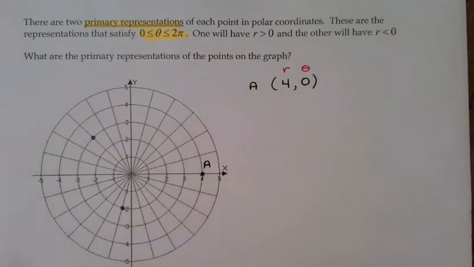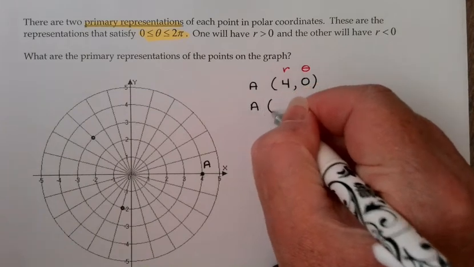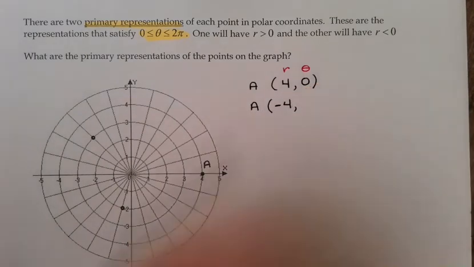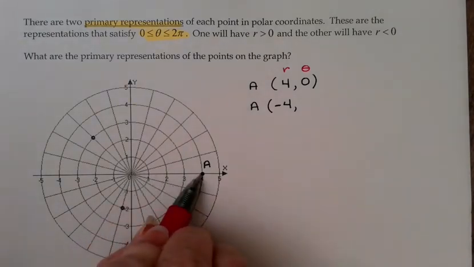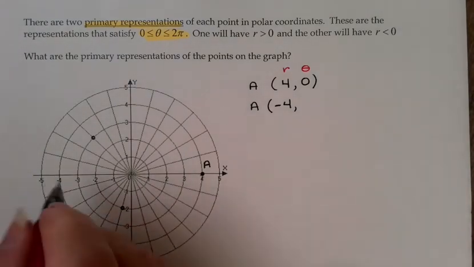Because of that, I could also do another representation of A with a -4 for the r value. -4 would make this go in exactly the opposite direction.